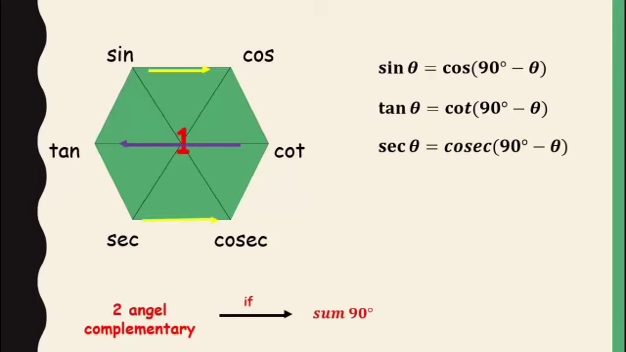If the row is drawn this way, it will tell us that cot theta equals tan of 90 degrees minus theta. So, a horizontal row tells us that one function of an angle is equal to the other function of its complementary angle. Okay, for next, let's draw the superhex again.